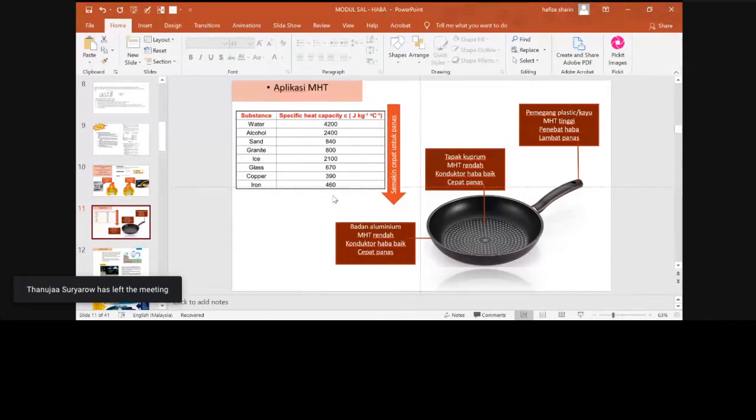So I get it now. So okay, if let's say that object can absorb heat in a very short time, that means it is a very good heat conductor, which also means the specific heat capacity is low. Okay, whatever objects yang ada specific heat capacity yang low, yang kecil, maksudnya benda tu cepat panas. Examples?